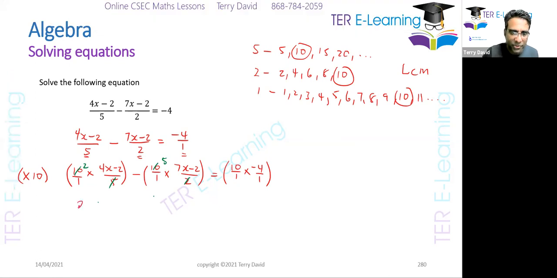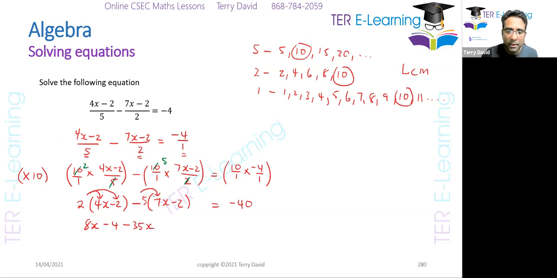So this here is going to be 2(4x - 2). You're going to put back your minus sign here. And then this is going to be 5 multiplied by (7x - 2), and this is going to be equal to 10 times minus 4, minus 40. Next thing, we need to remove the brackets. So 2 multiplied by 4x is going to give me 8x. 2 multiplied by minus 2 gives me minus 4. Then minus 5 by 7x is going to give me minus 35x. And then minus 5 by minus 2 is going to give me plus 10.